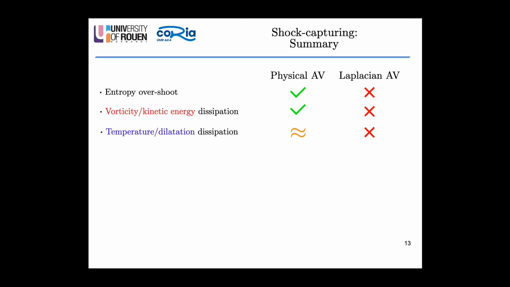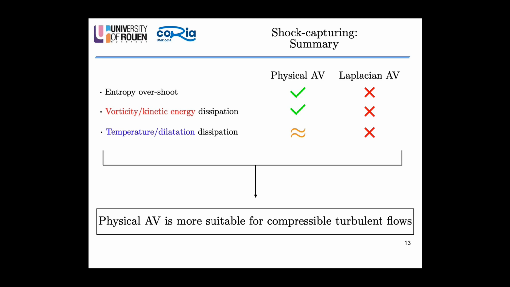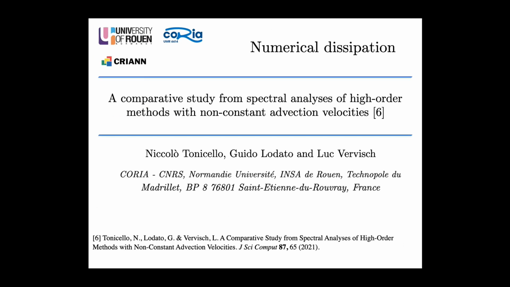So all of this information points out that the physical artificial viscosity is more suitable for the simulation of compressible turbulent flows. And for the rest of the presentation, we essentially use this kind of model for simulation of compressible turbulent flows. The second part of the presentation instead is focused on essentially classical spectral analysis techniques to quantify numerical dispersion and dissipation or diffusion of high-order methods.